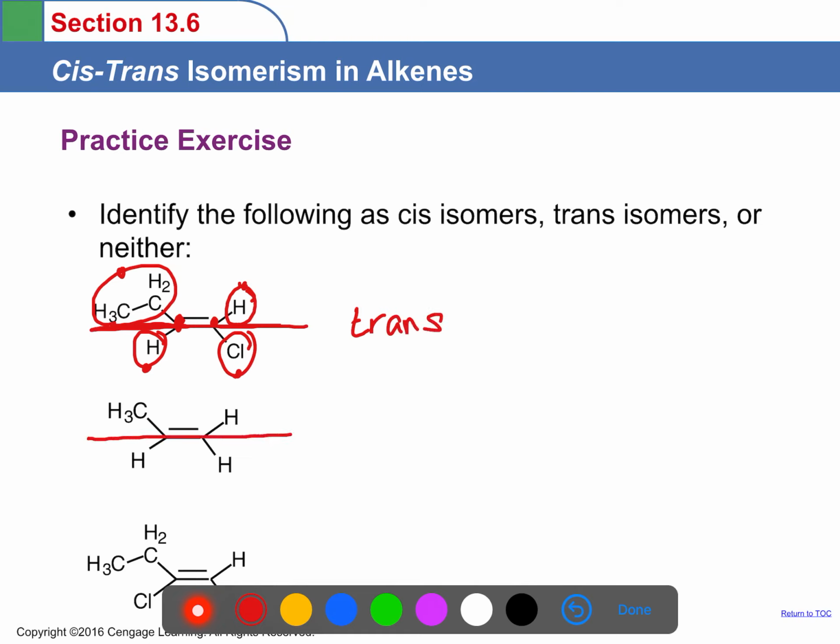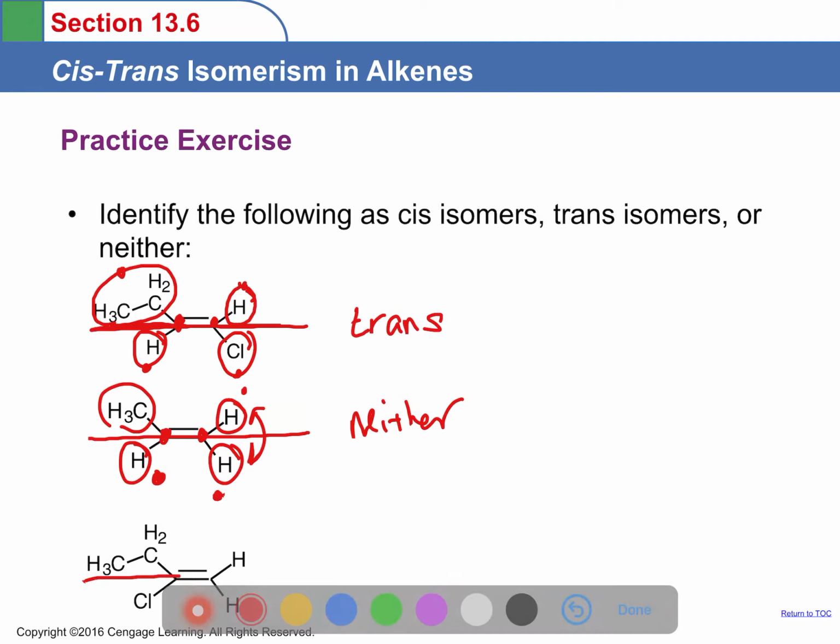If I look at the second example, the carbon on the left of the double bond has a methyl and a hydrogen, so those are different. Carbon on the right has two hydrogens. Those are the same, so that means this is neither. So if I look, these two hydrogens are on opposite sides, which we would call trans, and then these two carbons are on the same side, which we would call cis, so really it comes down to being neither.